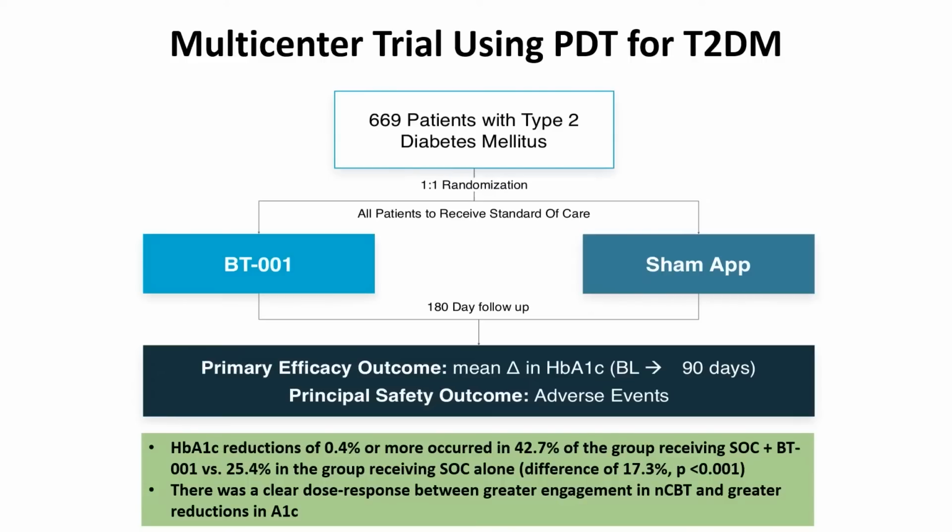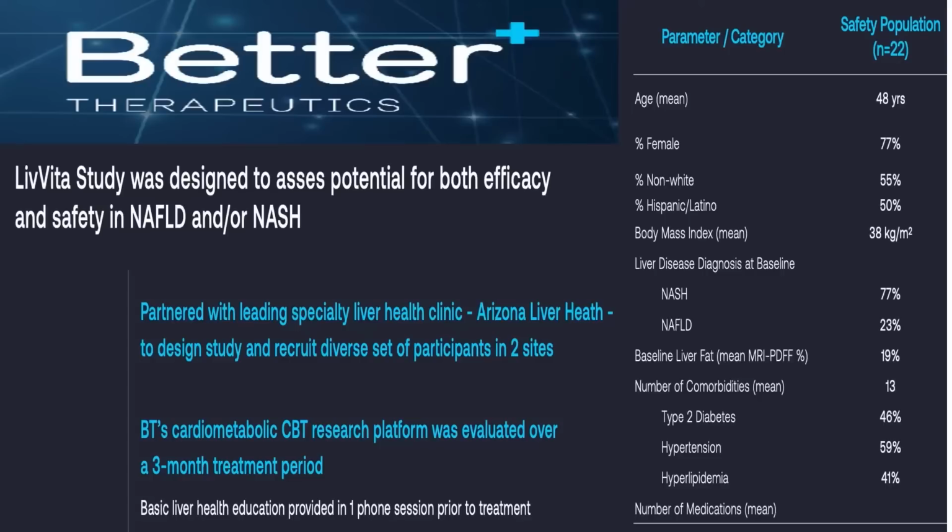They showed that by using the app BT001, a higher percentage of patients were able to reduce their A1C by 0.4% or more compared to the sham app. And there was a clear dose response between the engagement with the app, how many minutes a day you spend on the app, how many articles you download, how many recipes you download, and the improvement in A1C. So you might be hearing more and more about these prescription digital therapeutics, and hopefully we'll have an FDA approval for type 2 diabetes. Next slide.